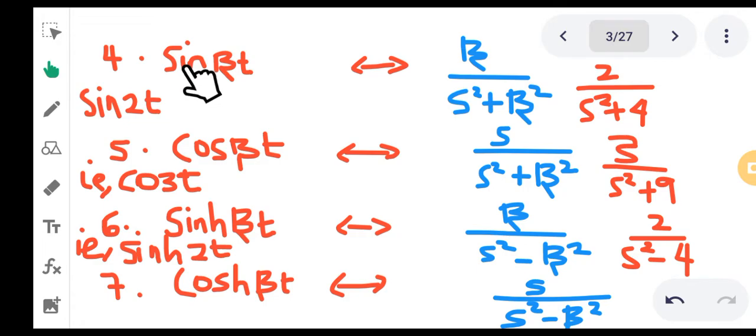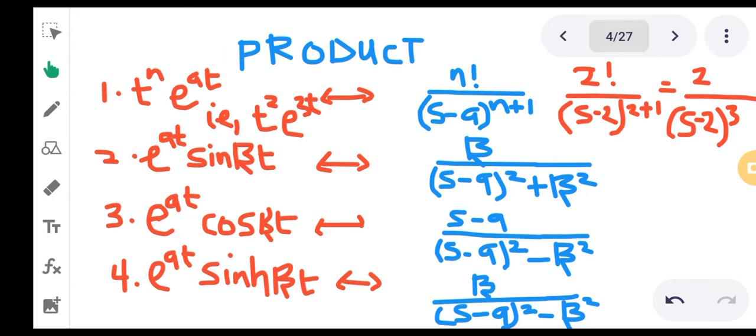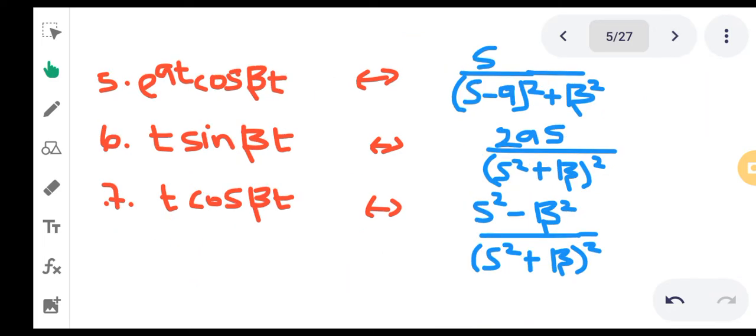So if we are multiplying e exponent at by sine beta t, just replace s with s minus a at this place. So here it becomes s minus a all squared. The s minus a came because of the e exponent at that we were multiplying, like this: e exponent at multiplying sine beta t. That's why we had beta over s minus a all squared plus beta squared. So we have shifted the function. Okay, so thank you very much.